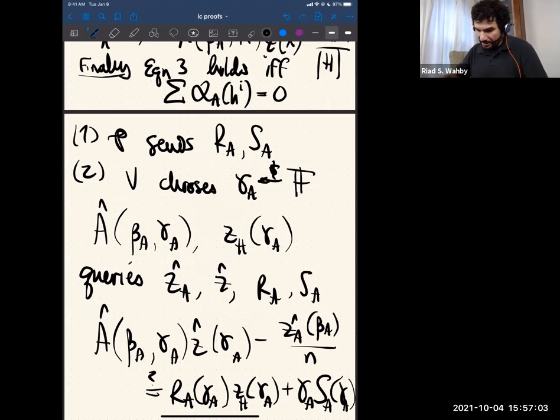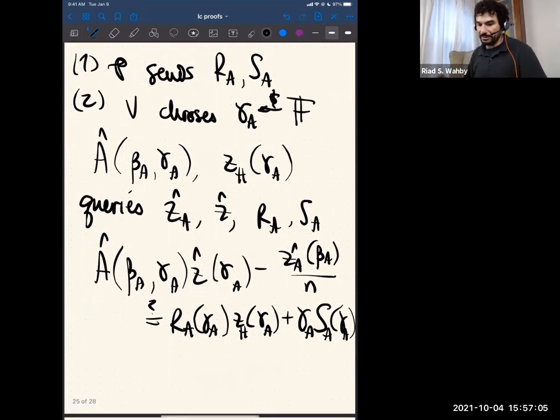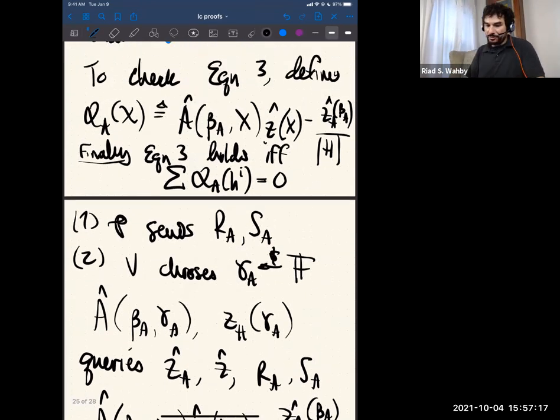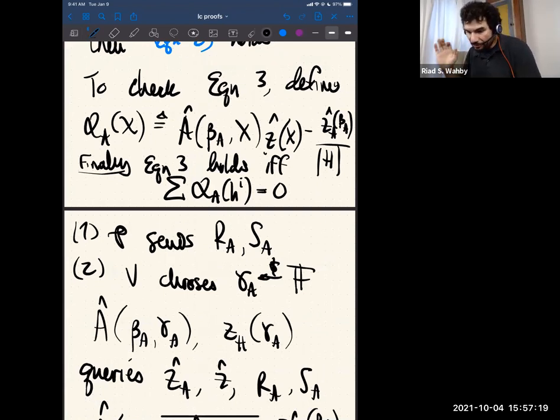Okay, so this check is just exactly from our univariate sum check and we're using it here to check that Q sub A sums to zero over the subgroup H. And we need that to be true because we cleverly chose the Q sub A polynomial to vanish in exactly that case.